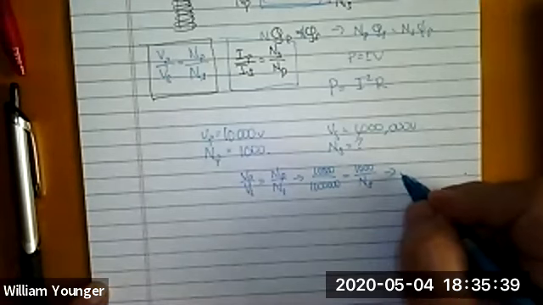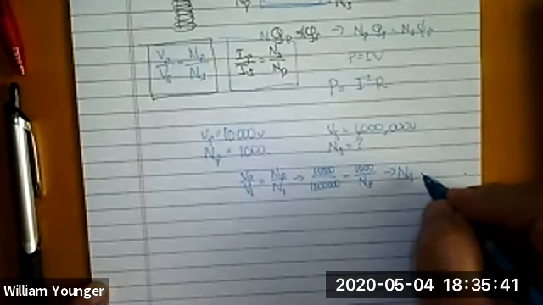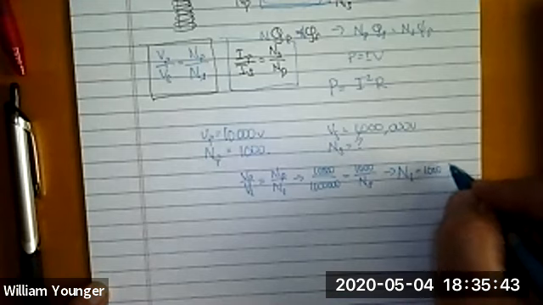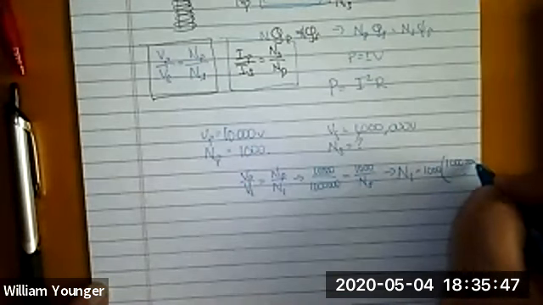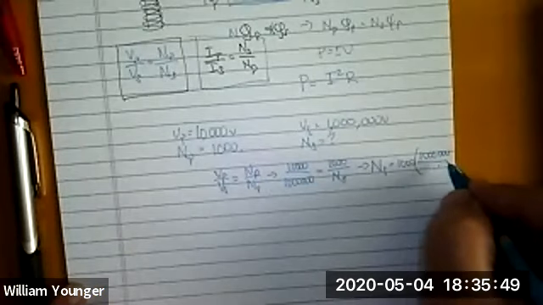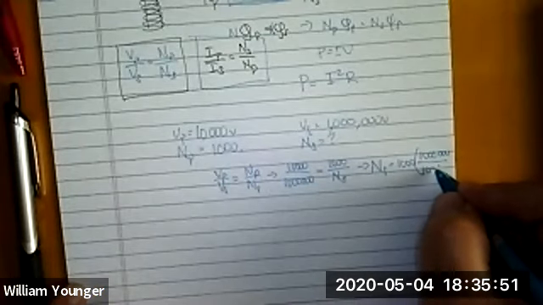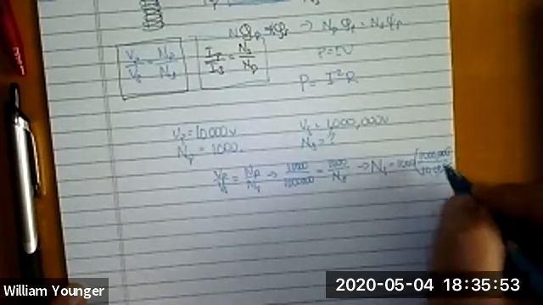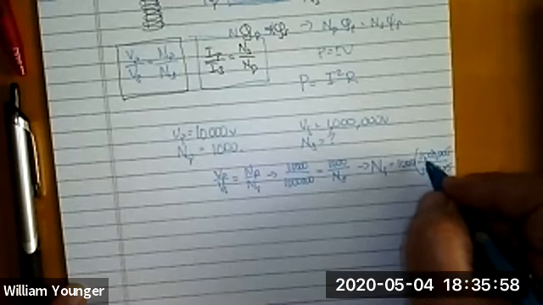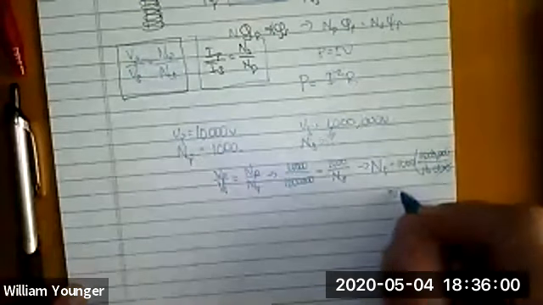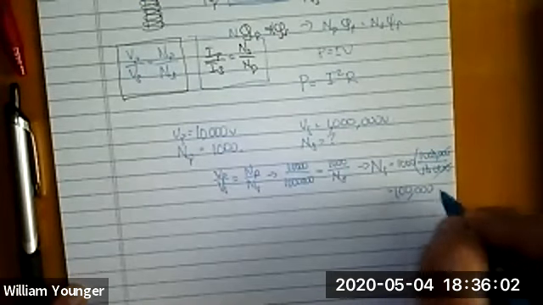And I think you can see that NS is going to be 1,000 times 1 million over 10,000. These three will cancel out with that. That guy will cancel out with that. So I got 100 times 1,000. That's 100,000 turns.